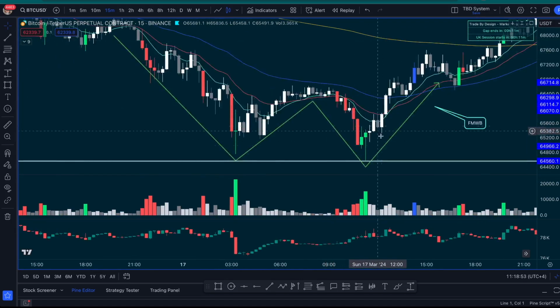Now, you don't always get a stopping volume candle on both peaks of the M or W. You actually very rarely get them on both. You usually only get them on one, but I just wanted to show you 2 examples of what a stopping volume candle can look like.